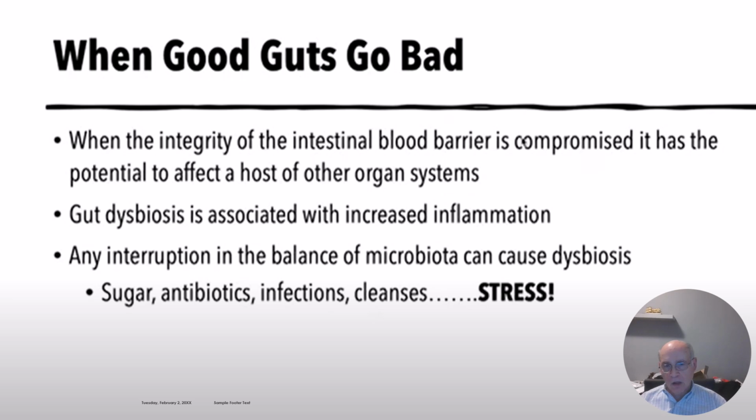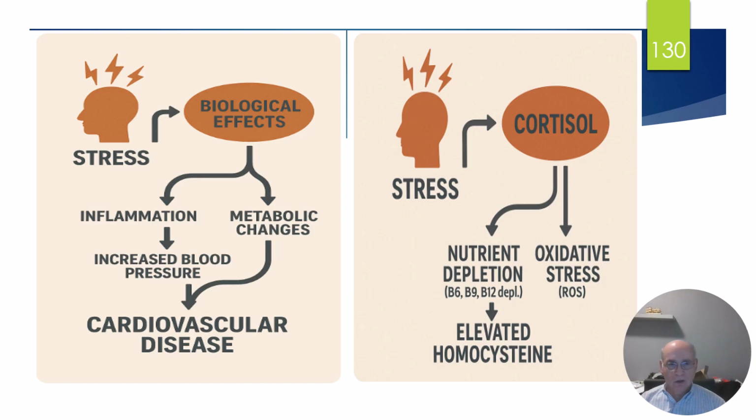So when good guts go bad, when the integrity of the intestinal barrier is compromised, it has a potential effect on other organs. So gut dysbiosis leads to more inflammation, more neuroinflammation, more neurodegenerative disease. So starting in the gut is not a bad idea. Any interruption in the balance of microbiota can cause dysbiosis: sugar, antibiotics, infections, cleanses. Some people do a lot of detoxing. They don't do it properly. And of course, stress can drive inflammation in the gut.